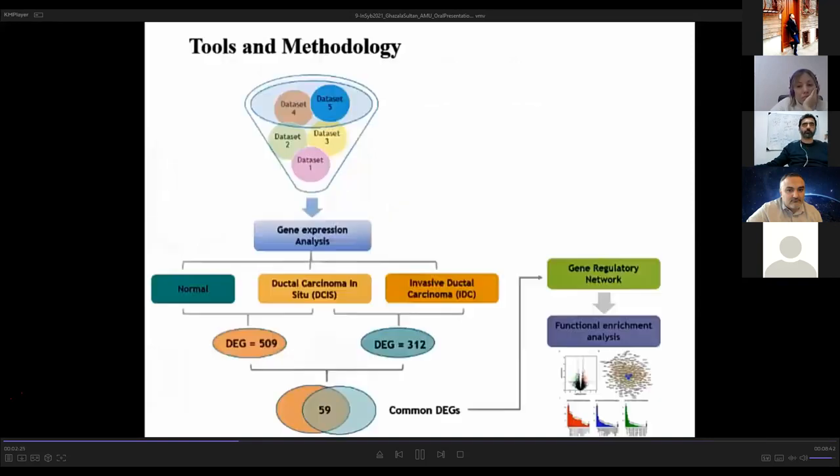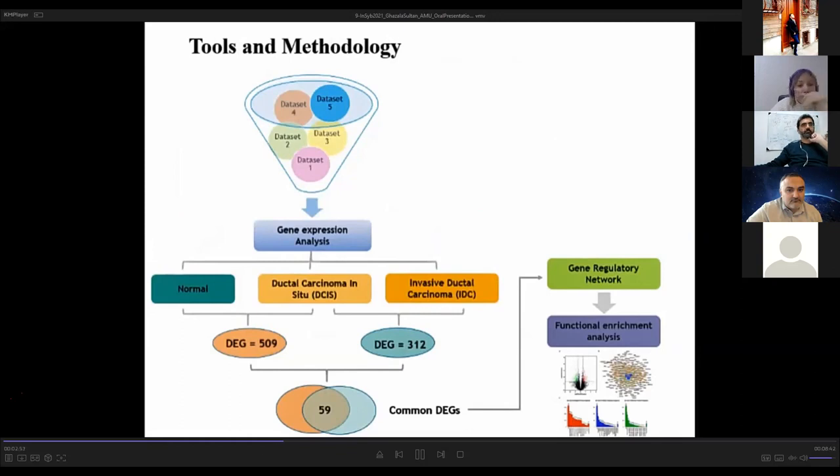About tools and methodology. In this study, we have visualized 5 different data sets comprising normal samples, ductal carcinoma in situ samples, and invasive ductal carcinoma samples for the gene expression analysis, where we have compared normal samples with the ductal carcinoma in situ samples and identified a total of 509 differentially expressed genes.